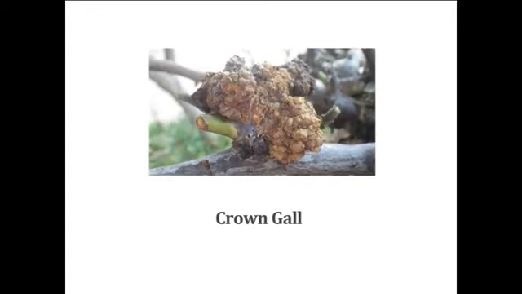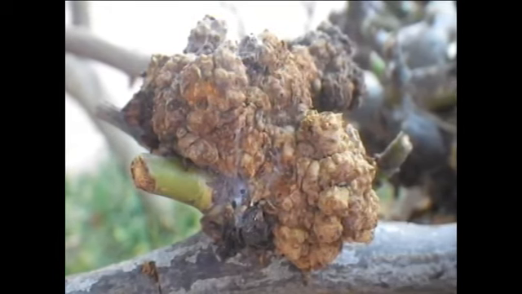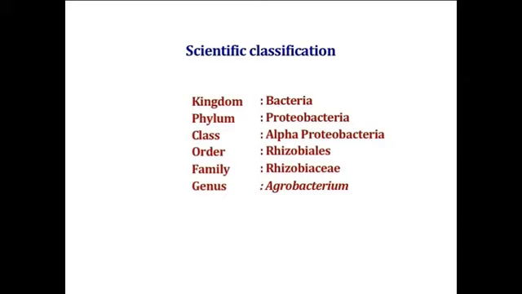This is about the character of this pathogen. Next is the bacterial disease, and the name of the disease is crown gall. The disease is initiated with formation of galls on the stems and roots. Now let us see about the scientific classification of this bacteria. Kingdom is Bacteria, phylum Proteobacteria, class Alpha Proteobacteria, order Rhizobiales, family Rhizobiaceae, and genus is Agrobacterium.